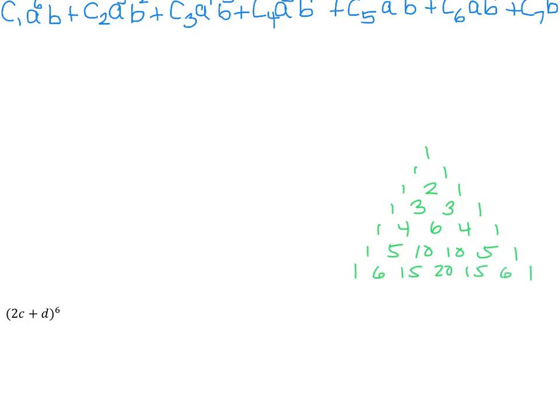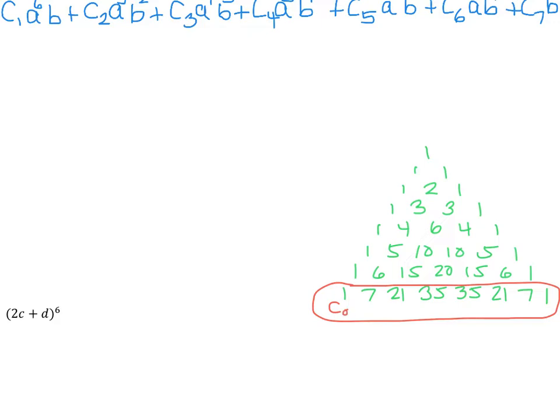Let's count our rows here. We've got row 0. Remember, the first one is 0. 1, 2, 3, 4, 5, 6. We need one more row. So we've got 1, 7, 21, 35, 35, 21, 7, 1. So this is our row that we want, and these are our coefficients. So this is c sub 0, c sub 1, c sub 2, c sub 3, etc.